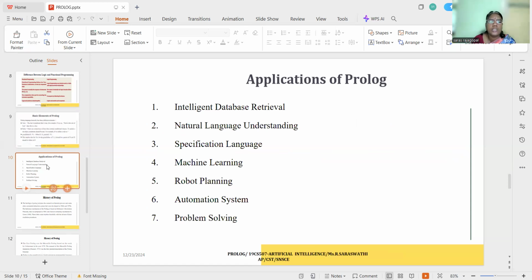These are some various applications of Prolog: intelligent database retrieval, natural language understanding, specification language, machine learning, robot planning, automation systems, and problem solving.